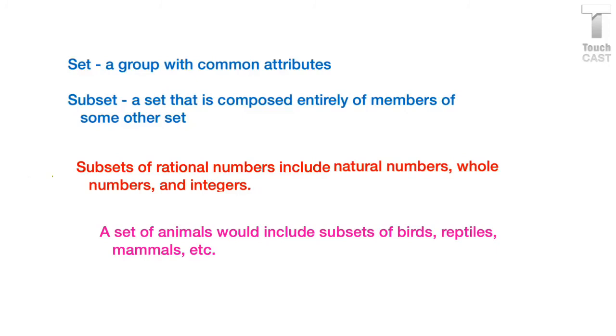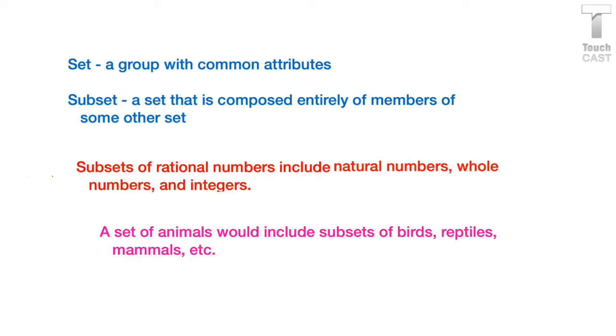Now, when we think of these numbers, we need to think of them as sets and subsets. So a set is a group with common attributes. A subset is a set that is composed entirely of members of some other set. So rational numbers would be a set. The subsets of that would be the natural numbers, the whole numbers, and the integers.